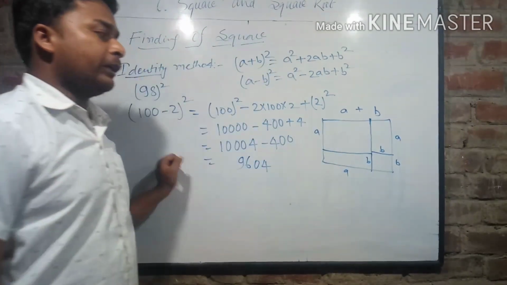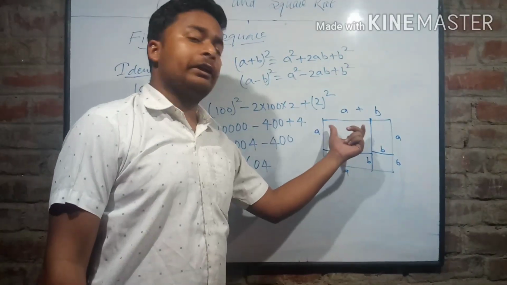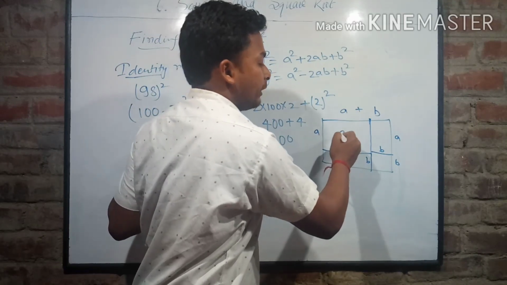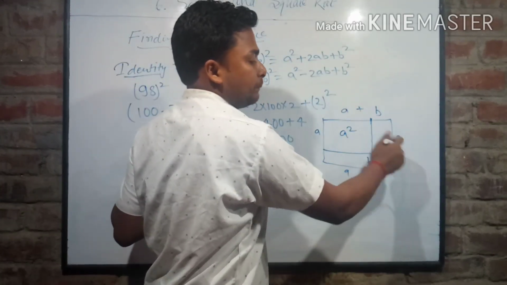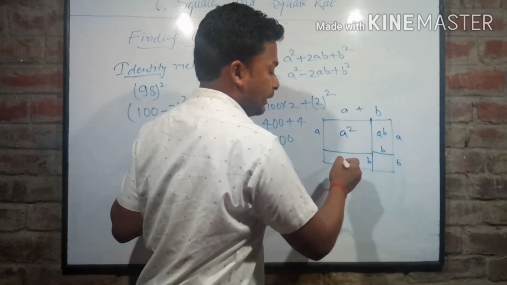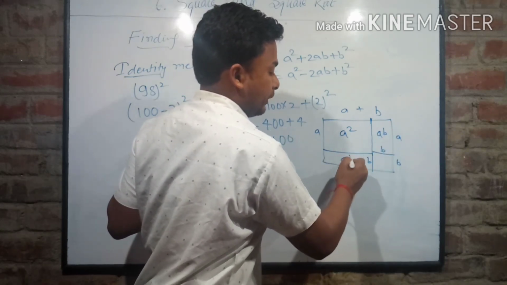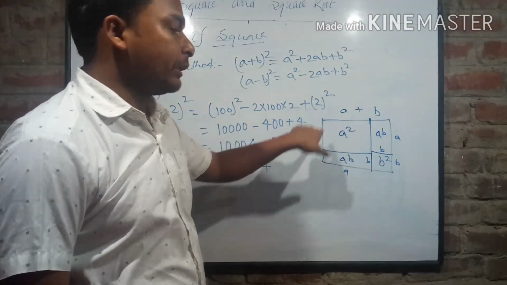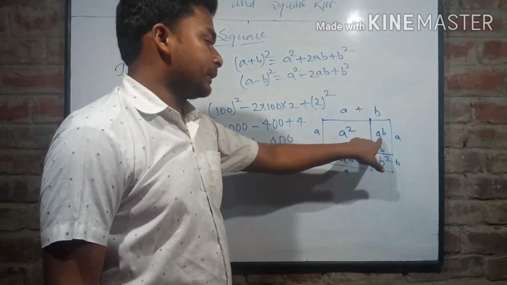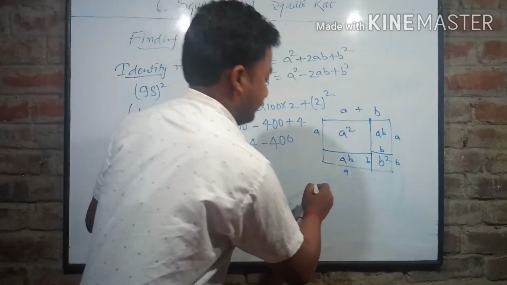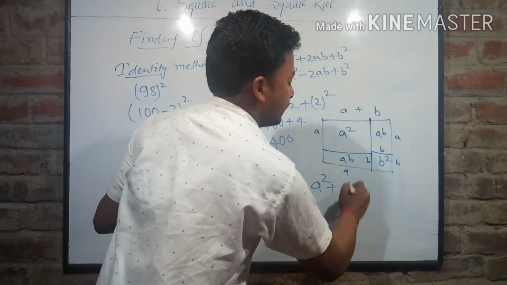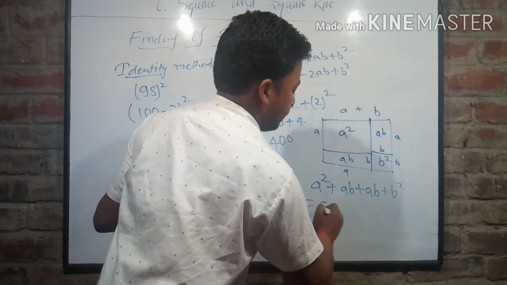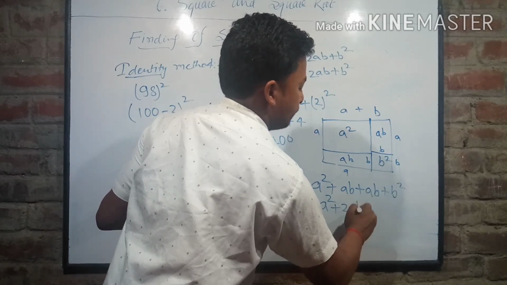So now my dear, I would like to know what is the area of this given part. Area of this given part, length into breadth, that is your a square. What is the area of this part? ab. And what is the area of this part? ab. And this part is b square. From here we can conclude that the area of the given part is a square plus ab plus ab plus b square. This is equal to a square plus 2ab plus b square.